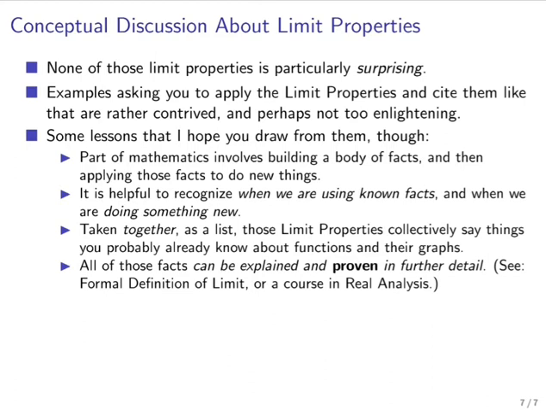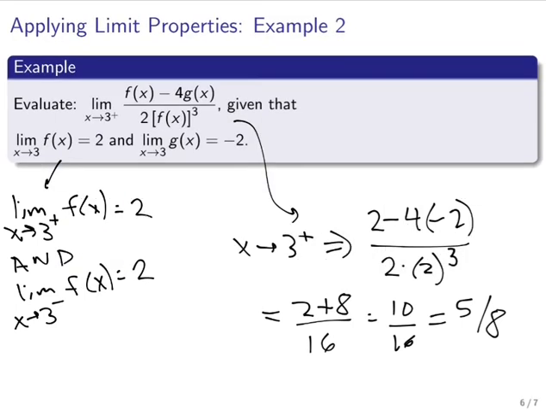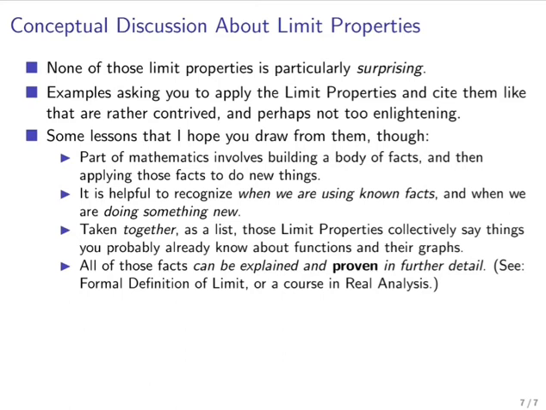But I do think that examples asking you to apply the limit properties and cite them like that are rather contrived. Like I'm not going to make you write out I use property 2 here and then I use property 5 here, blah, blah, blah. I don't think that's particularly enlightening or helpful for learning. But I do hope you draw some lessons from this.